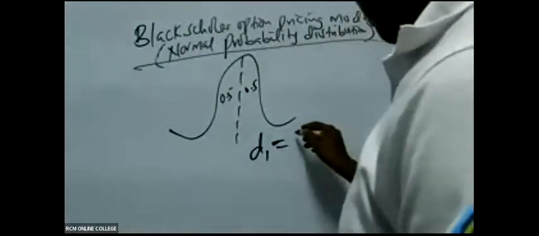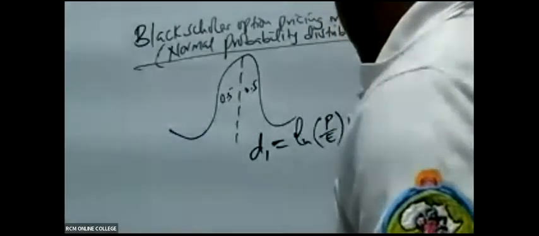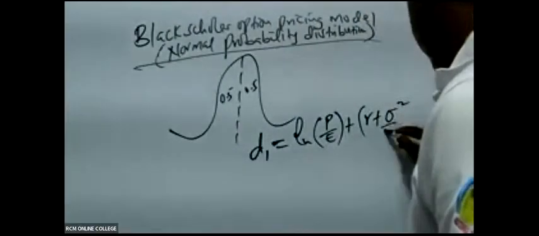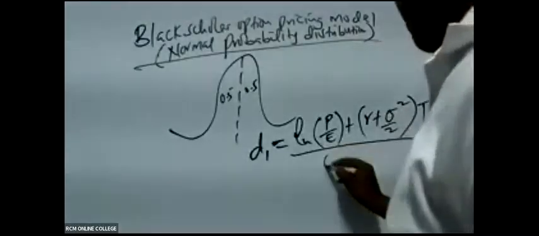You will take the Napierian logarithm, ln, of P over E. You close the bracket, plus, open another bracket: R plus variance, or standard deviation squared, divided by 2. You close the bracket and multiply by time in years. Then you divide by standard deviation times the square root of time.